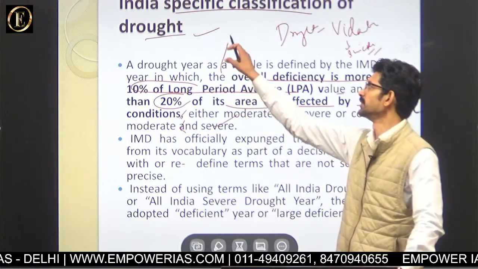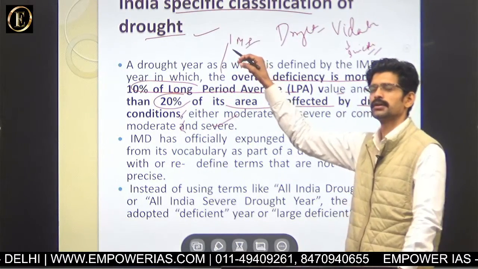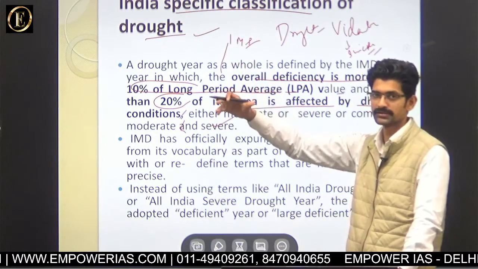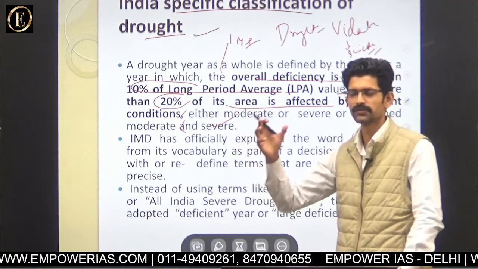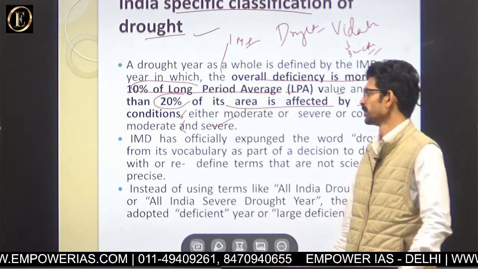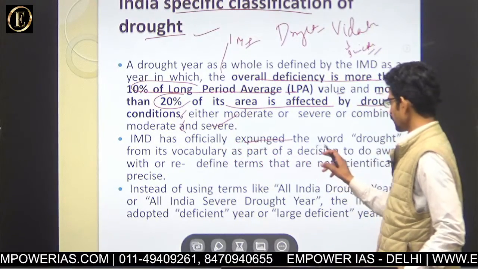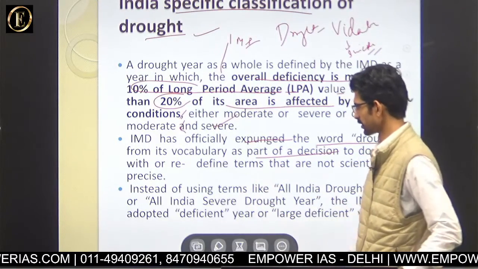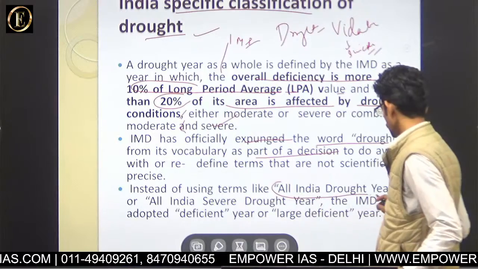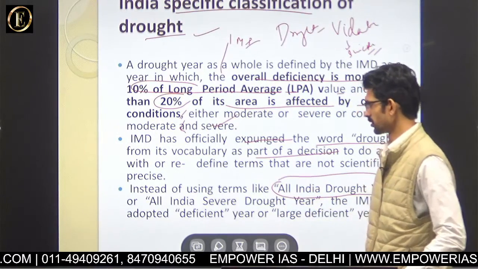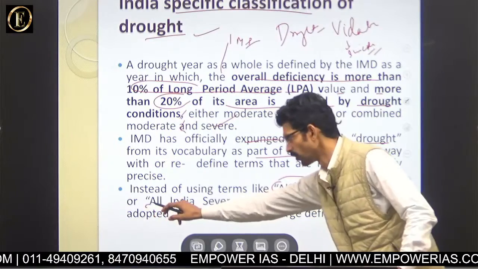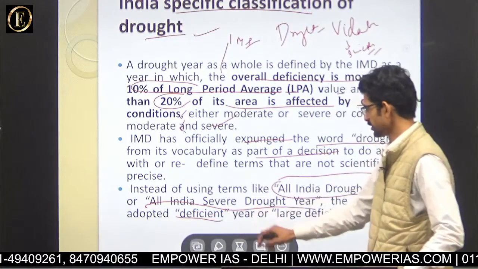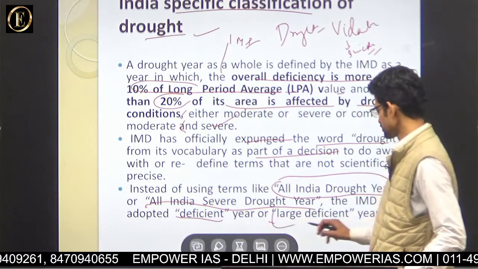Now IMD, that is Indian Meteorological Department, classifies the drought as a situation when there is no rainfall or where there is scanty rainfall. So this kind of classification leads to severe and moderate. IMD officially expunges the word drought in vocabulary as a part of the decision making to redefine the term, that is all India drought year. Instead of all India drought year, we define all India severe drought year, and IMD proposed deficient year of the drought and large deficient year.